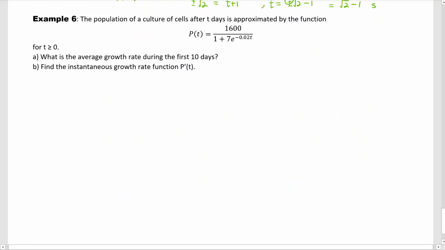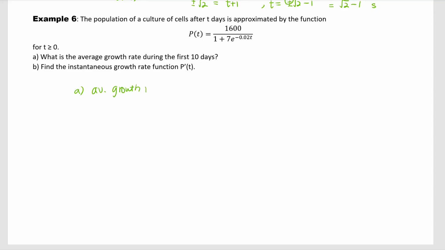All right. Let's continue and look at example 6. The population of a culture of cells after t days is approximated by the function p of t equals 1600 over 1 plus 7e to the minus 0.02t. What is the average growth rate during the first 10 days? Average growth rate over the first 10 days is p of 10 minus p of 0, over 10.